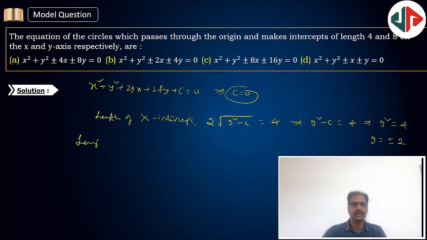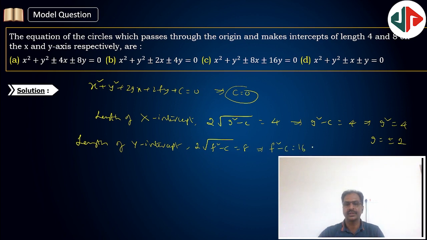Next, the length of y-intercept is given. 2 into root of f square minus c, which is 8. From this, f square minus c is equal to 16. c is 0, so f square is 16, f is plus or minus 4.